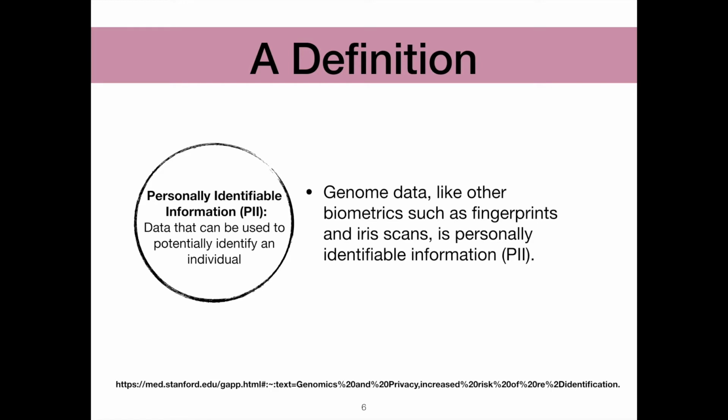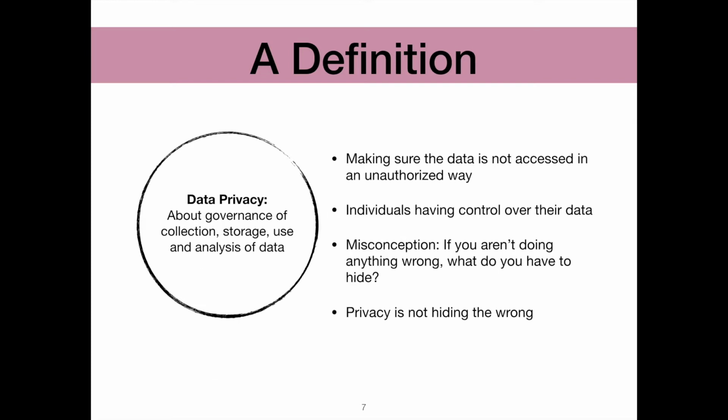Personally identifiable information is a type of data that can be used, maybe also with other data, to potentially identify an individual. Some common examples are name, social security number, date, and place of birth. Genome data is also considered as PII along with other biometric data like fingerprints. Data privacy is concerned with the governance of collection, storage, use, and analysis of data and properly handling these steps. It is about making sure that the data is not accessed in an unauthorized way and also about enabling individuals to have control over their own data.